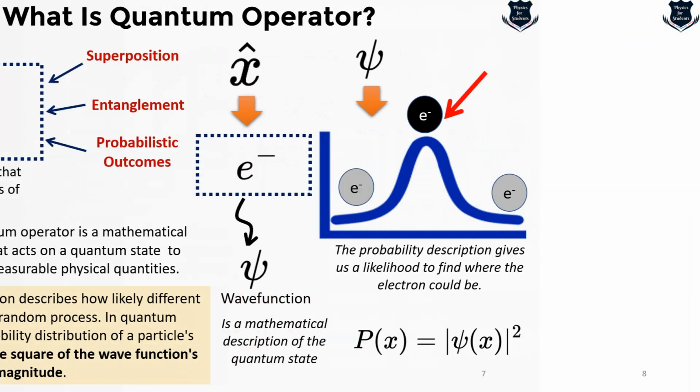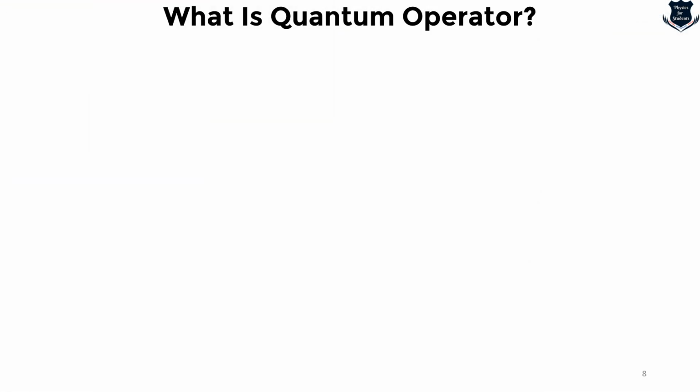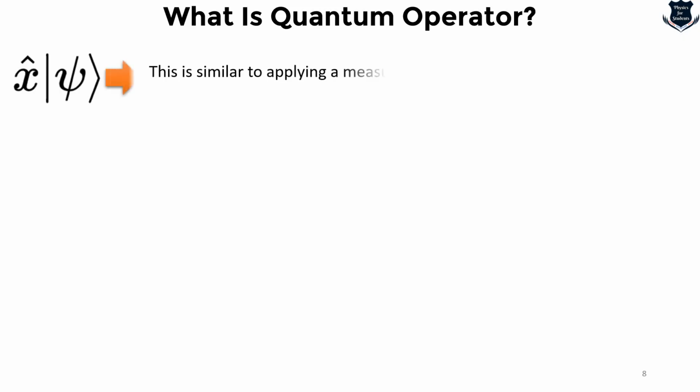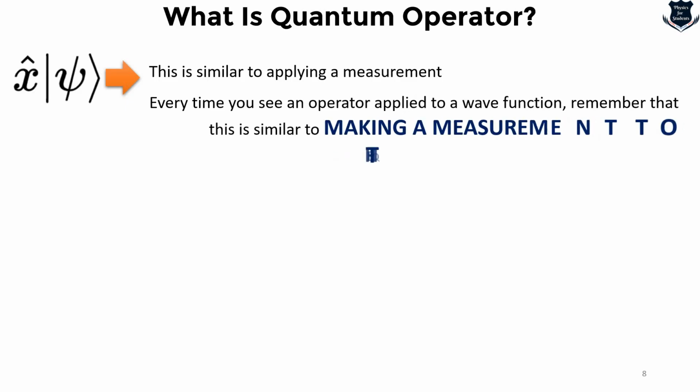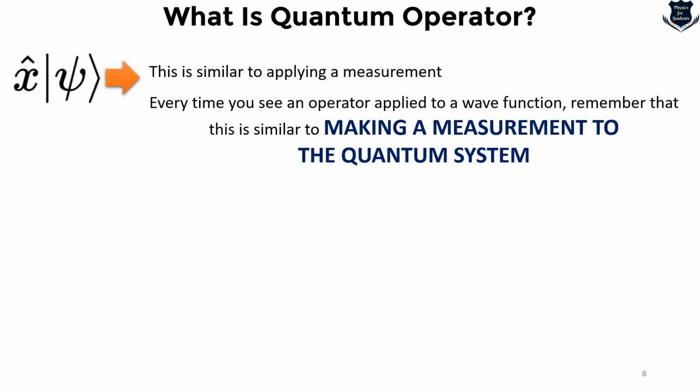Now, this operator, as we know, is applied to what is called a wave function, and it is written something like this. Say, for example, what do we mean physically? It means that we are making a measurement, just as in classical physics. So every time you see the operator applied to a wave function, just remember that you are making a measurement on the quantum system, just like in classical physics.